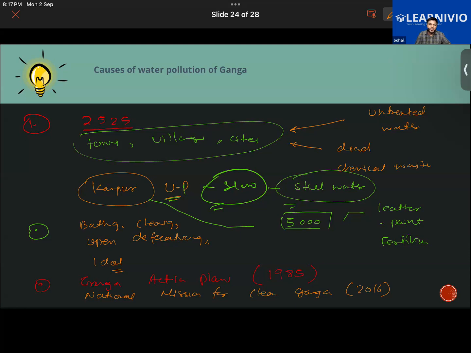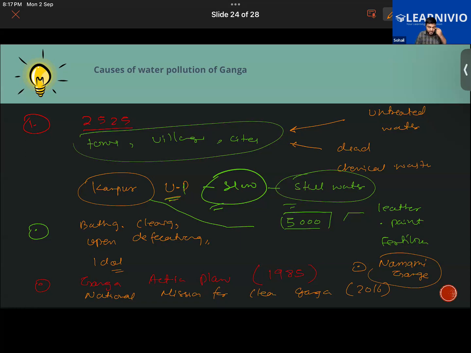Recently, the government of India has also launched some programs to clean the river Ganga. Recently, they have launched one by the name of Namami Gange. Have you heard of this program, Namami Gange? No, sir. Okay, that is basically an action plan launched by the government of India, similar to the previous ones. Just like the Ganga Action Plan, and the National Mission for Clean Ganga, Namami Gange has also been launched.